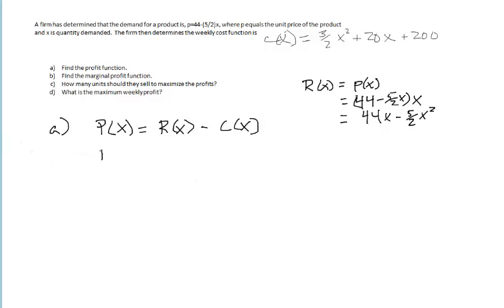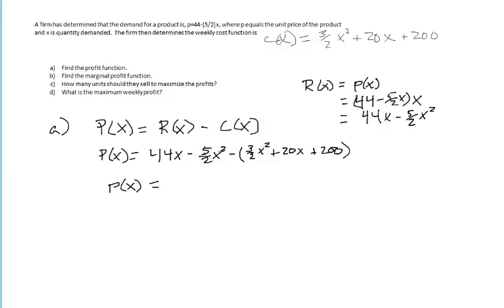So now we can finish our profit function. We have profit is equal to revenue, 44X minus 5/2 X squared, minus our cost function, which is 3/2 X squared plus 20X plus 200. And now we're going to simplify. So we have P of X, and I'm going to combine all of our like terms. For my X squared terms, I have negative 5/2 X squared minus 3/2 X squared, which is negative 8/2 X squared, or negative 4X squared. And then for our X terms, we have 44X minus 20X, so plus 24X minus 200. So it's important to remember to distribute this negative to each term while you're combining terms.